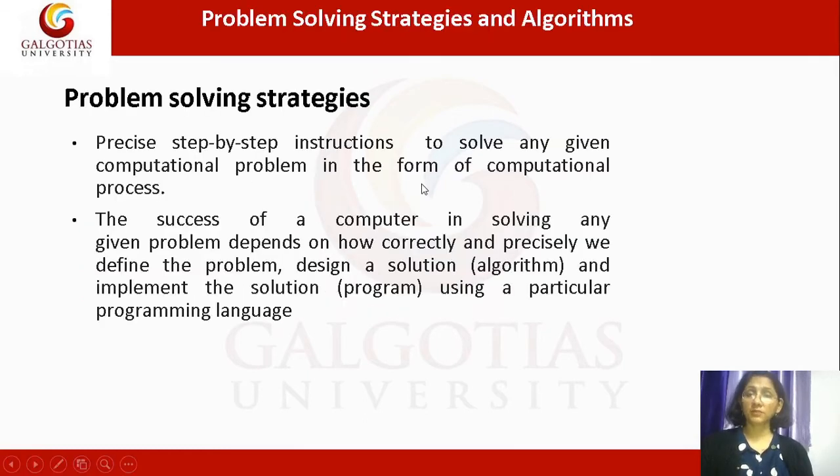Now, what is a problem solving strategy? It is a precise step by step set of instructions to solve any given computational problem in the form of a computational process. The success of a computer in solving any given computational problem depends on how correctly and precisely we define the problem, design a solution which is termed as algorithm, and implement the solution which is termed as program using a particular programming language.